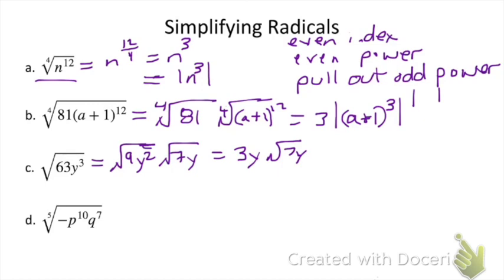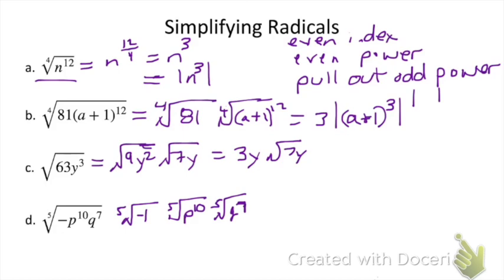All right, and then part D, we have the 5th root of negative p to the 10th q to the 7th. And I will break this down so you can sort of see what's going on. We have the 5th root of negative 1. We have the 5th root of p to the 10th. We have the 5th root of q to the 7th. We can break these down across multiplication. That is a q, by the way.